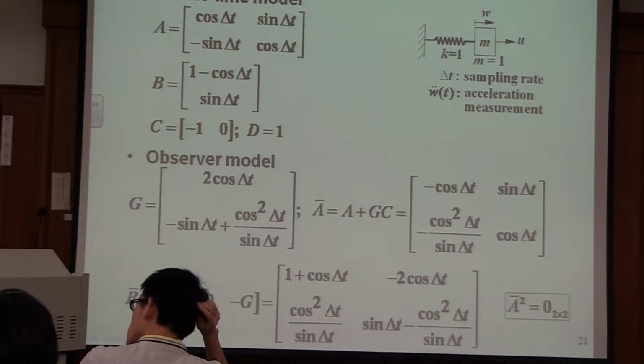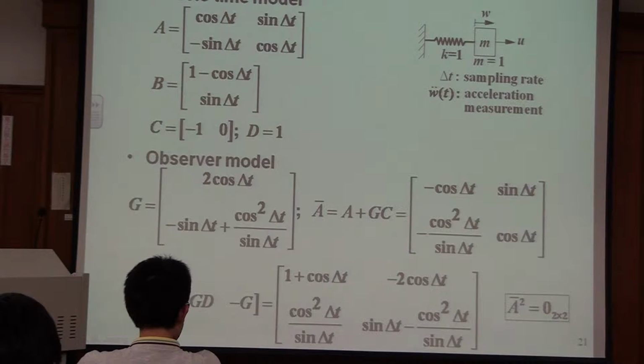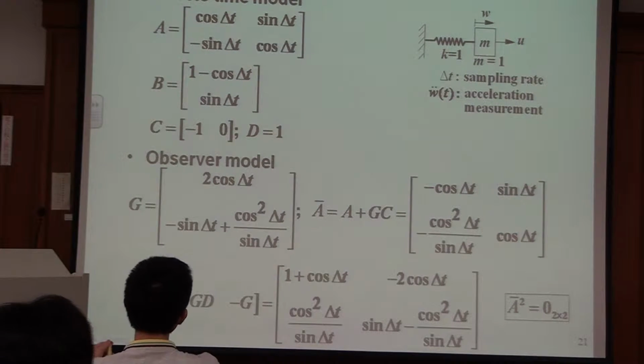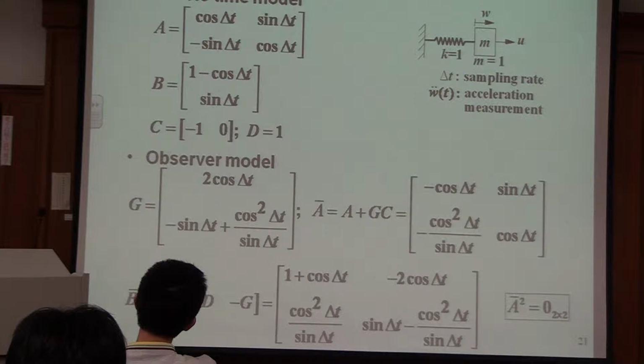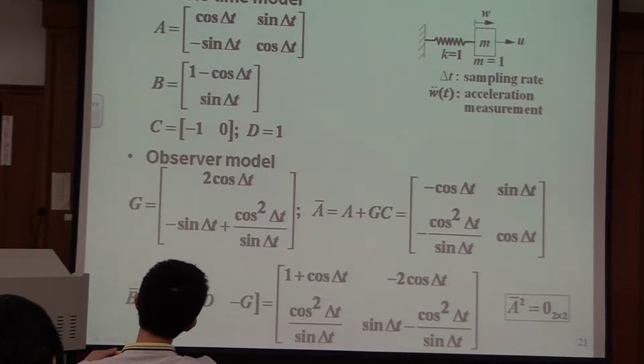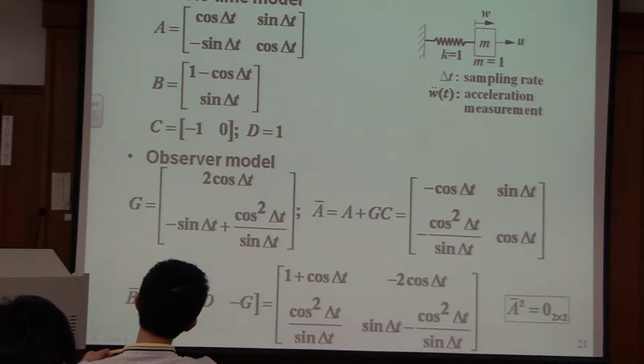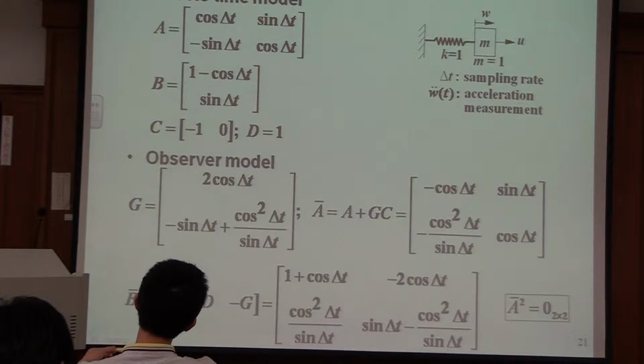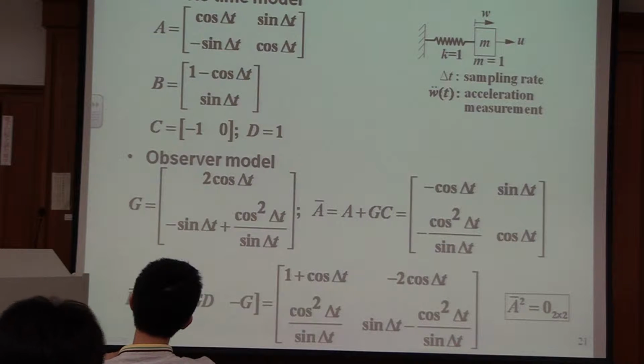That is magic. If you don't believe it, then you can prove it. A bar here, you look at A bar here, equal to minus cosine delta t and sine delta t and sine delta t, cosine square delta t and then cosine delta t.